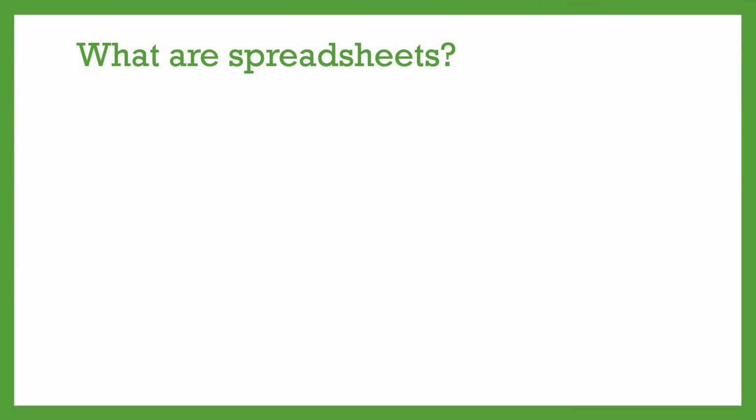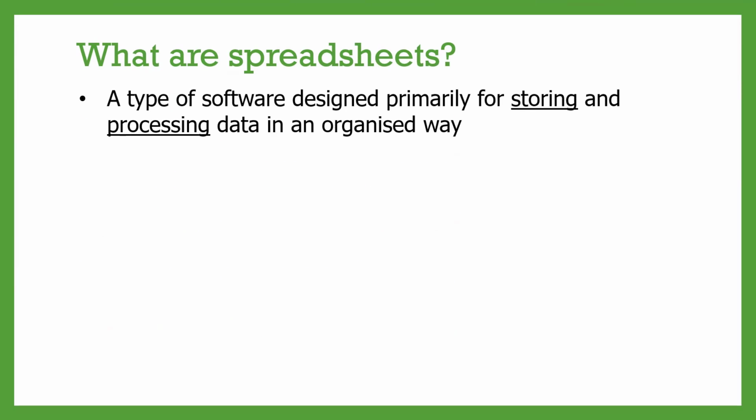Okay, so first of all, a one slide overview of what spreadsheets are. Spreadsheets are a type of software, so it's not any one program, it's more a category of software, designed primarily for storing and processing data in a very organized way. And that organization is really the key of what a spreadsheet is. Really, we're talking about tables here, so storing data in a tabular format. And spreadsheets can save a lot of data, data which would be really hard to handle unless it was stored in, say, a database.